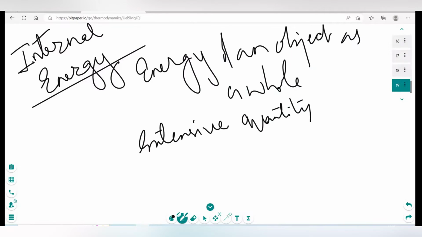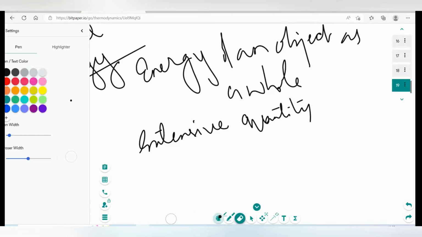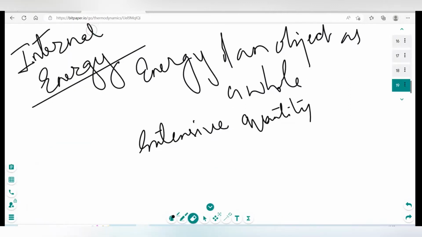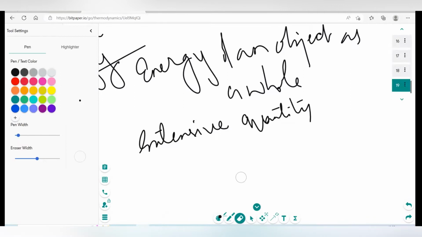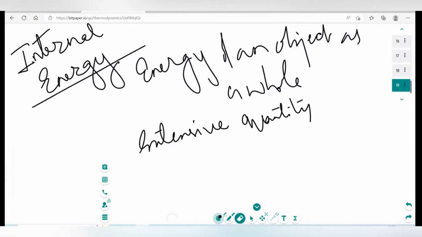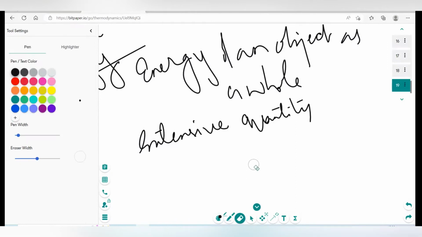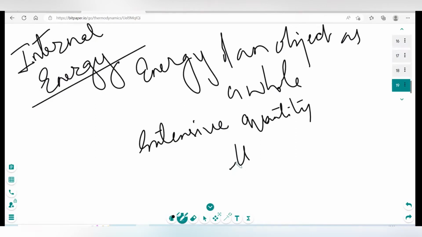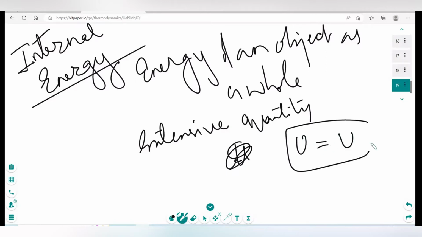It is denoted by U. Okay, it looks like mu actually. I will make it more clear. It is denoted by U. This is not actually mu, this is U, energy. Internal energy is represented by U. So it is just a representation.